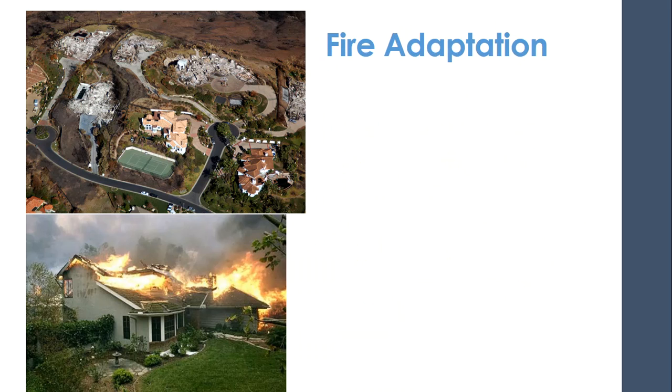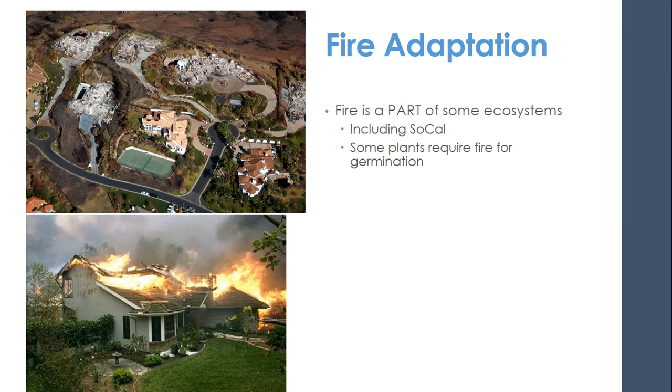The last thing we're going to talk about in this chapter, and I believe you're going to watch a video about too, is fire adaptation. Fire is part of some ecosystems, and it's part of our ecosystem in Southern California. Some plants require fire to germinate, and that means that fires naturally occur. We do set some by accident, but fires naturally occur. And there are plants that have adapted so that when a fire comes through and wipes everything out, that is when that plant drops its seeds. It has that nice kind of blank canvas to then repopulate.